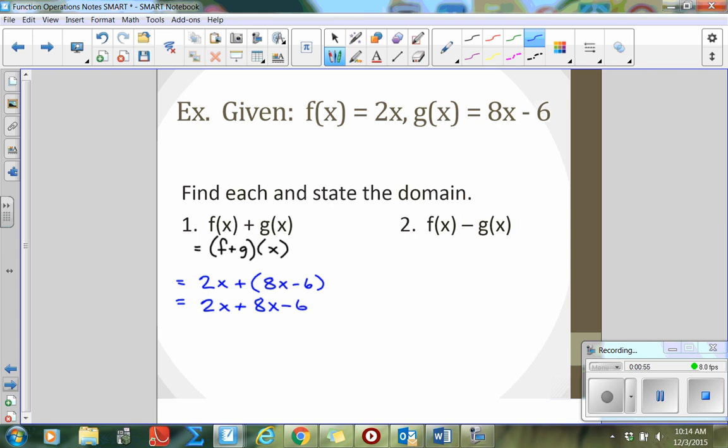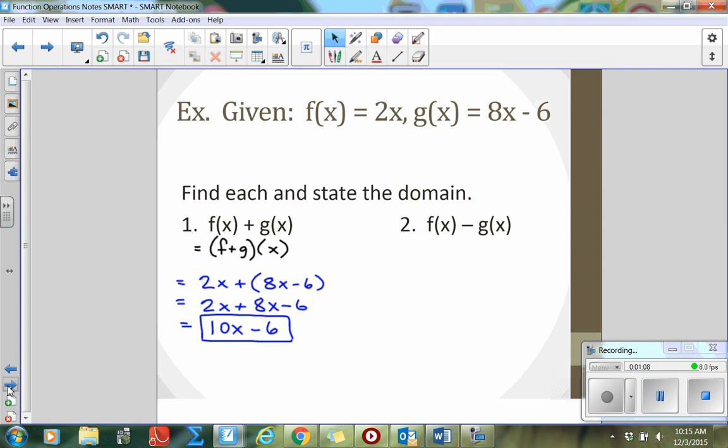Parentheses didn't have much of an impact there, and we combine like terms. We've created a new function called f plus g of x. And that is still a polynomial, so the domain of that function would naturally be all real numbers.